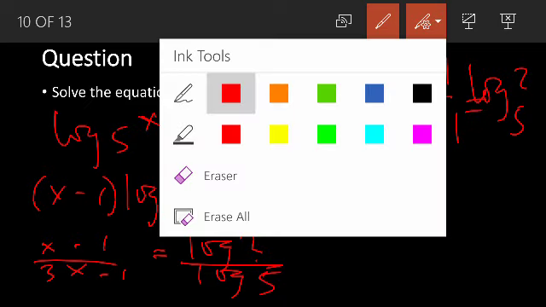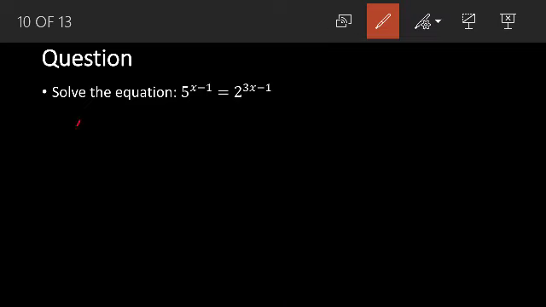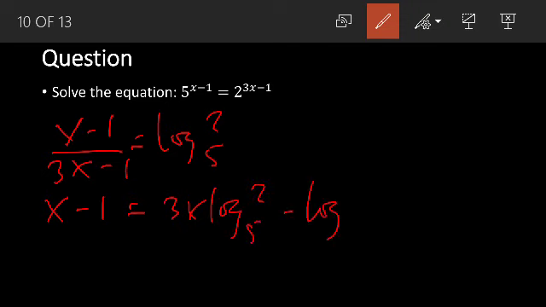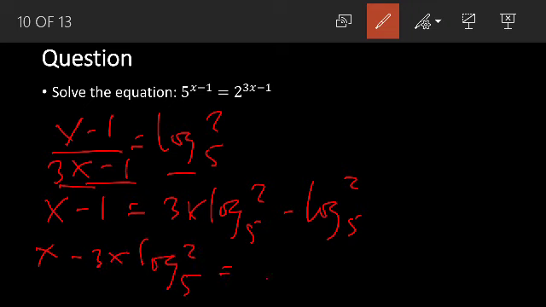So we are going to have x minus 1 over 3x minus 1 equal to log 2 to base 5. When we cross multiply, we get x minus 1 is equal to 3x log 2 to base 5, then minus log 2 to base 5. We get that by multiplying 3x minus 1 by this, in cross multiplication. If we collect like terms, which is x, we can have x minus 3x log 2 to base 5 is equal to 1 minus log 2 to base 5.